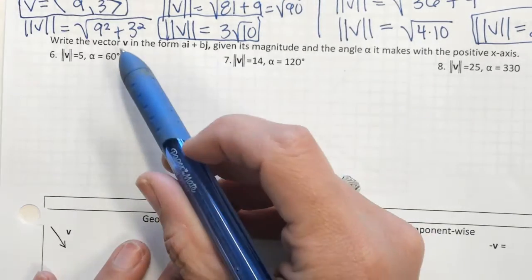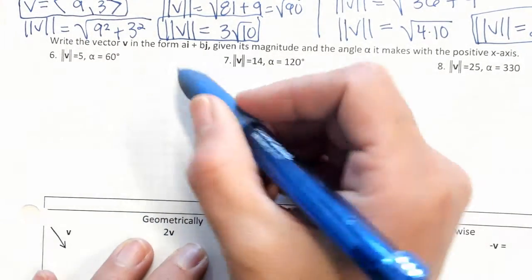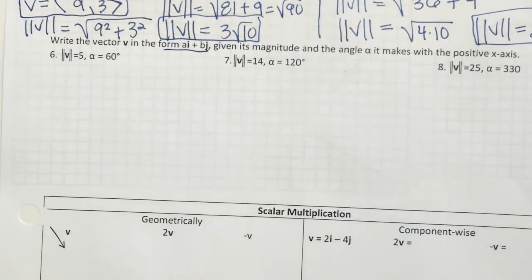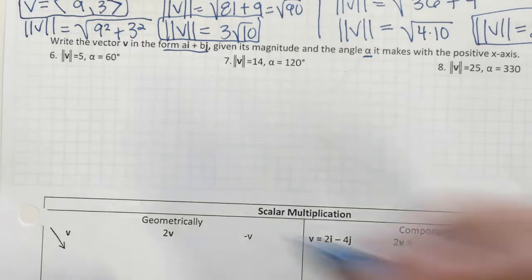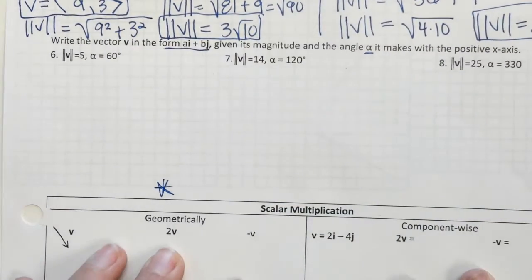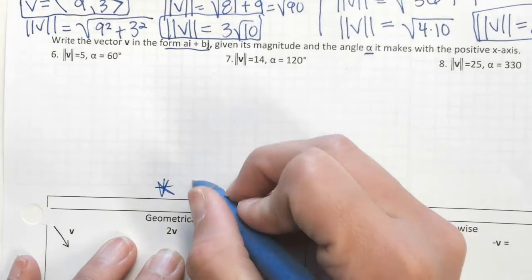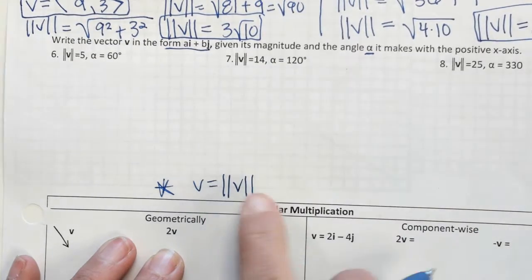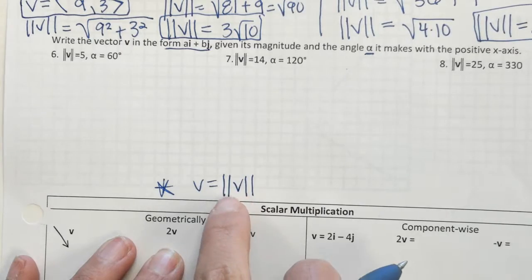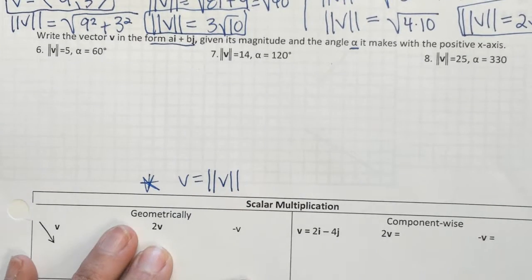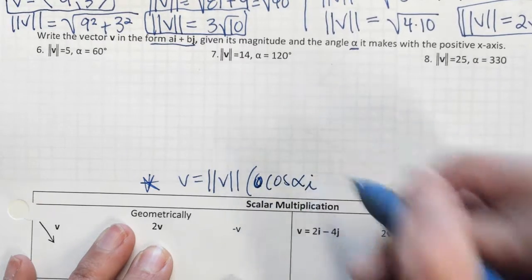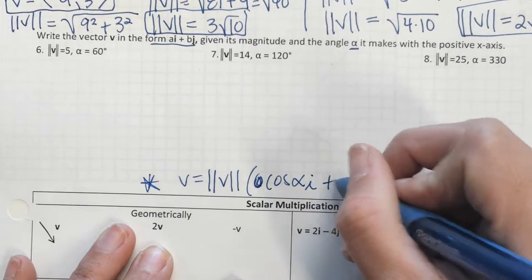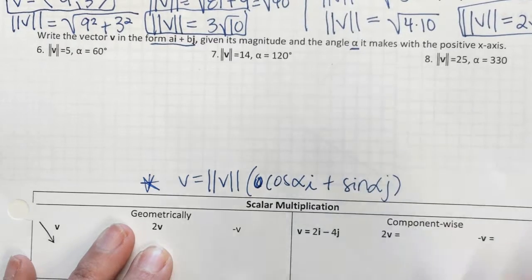Alright, this next one. Write the vector v in the form ai plus bj, given its magnitude and the angle it makes with the positive x-axis. So here's the formula we need for this, and you will have to memorize this for your test, so put a star by it. The vector is going to be absolute value of v, and what is this? Magnitude. Good. So the magnitude of the vector times cosine of whatever angle times i plus sine of the angle j.